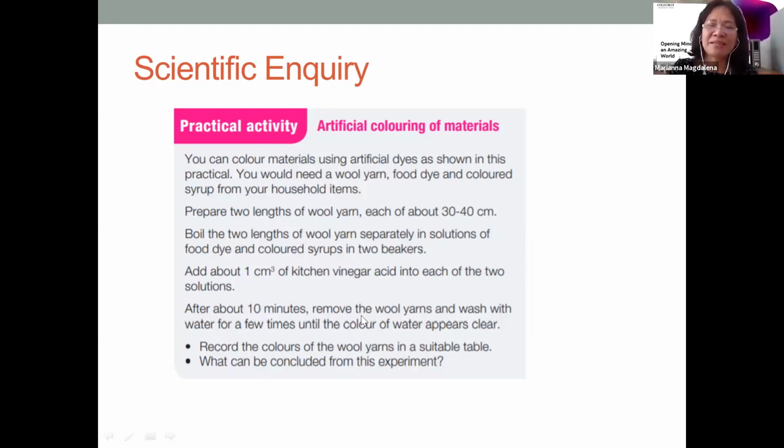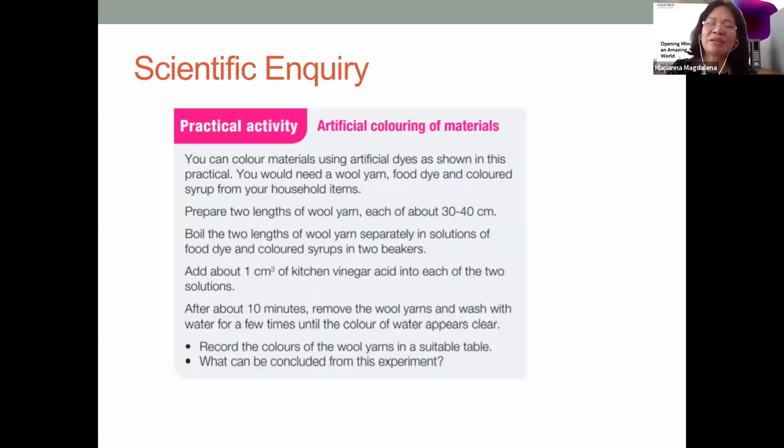After about 10 minutes, remove the wool yarns and wash with water a few times until the color of the water appears clear. Is this a scientific inquiry or not? The question is: record the colors of the wool yarn in a suitable table. What can be concluded from the experiment? So you have 2 different colorings, artificial coloring, food dye and colored syrup. And then what will be the dependent variable? And what are the control variables here?